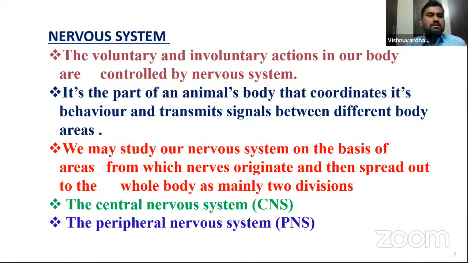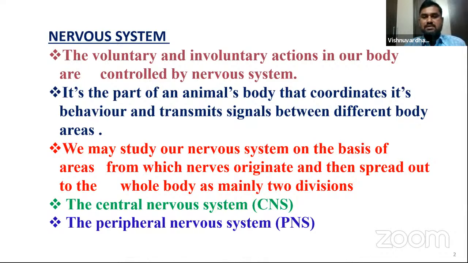You have learned about the nervous system, what the nervous system is and how it works. Before we go to our lesson, we just recapitulate what we have learned. The voluntary and involuntary actions in our body are controlled by the nervous system. Voluntary actions are controlled by our consciousness and our willing. We can move our hand with our willing. That is called voluntary actions.